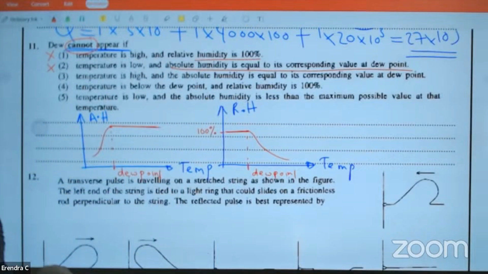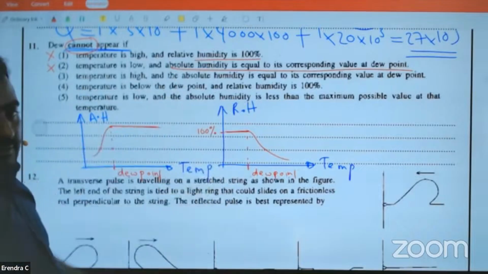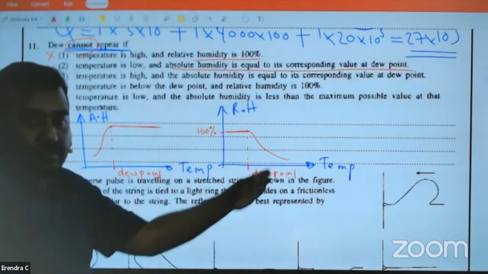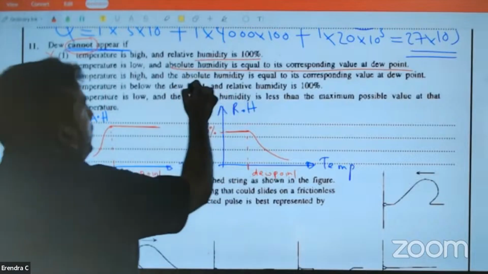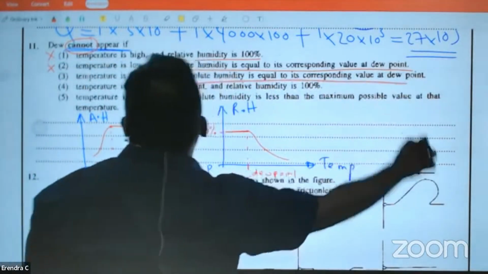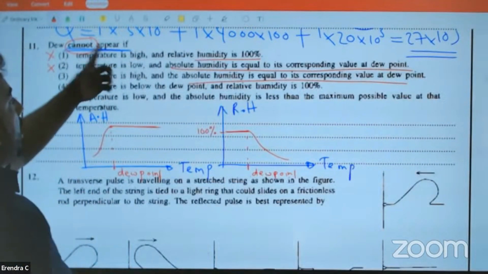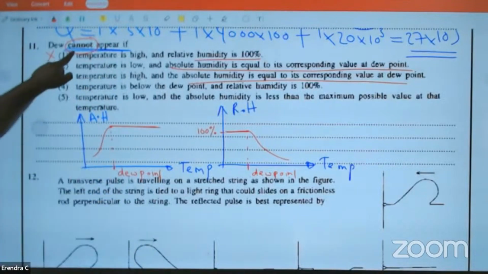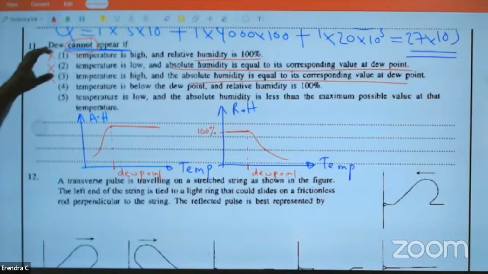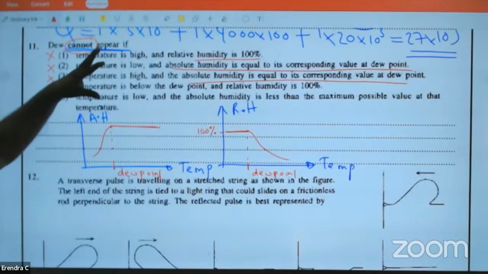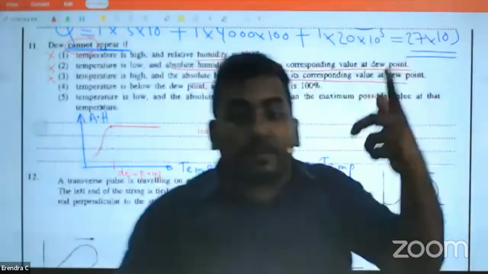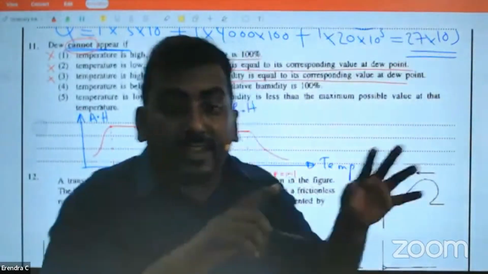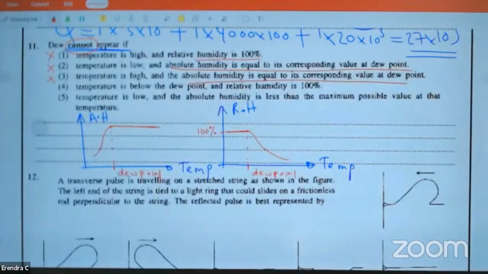Right. Temperature is high. Don't worry. You don't know what this value is. Absolute humidity is equal to the corresponding value at dew point. So temperature low or high, we don't really care. Dew will be guaranteed to form. Dew will appear. In all these cases, dew is appearing. Remember, in the future MCQ, they might ask the opposite of this: when dew can appear.